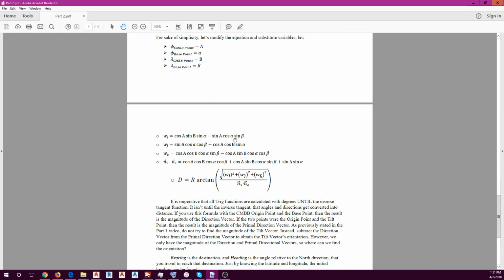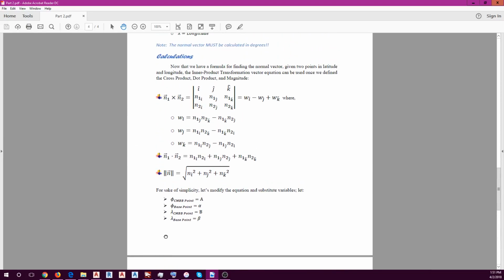So where am I getting all these? Well, this is the W's I component. This is the W's J component, and the W's K component. So let's look at the W's I component. What does it mean to have the W's I component? Well, let's go up to the definition of WI. WI is N1J, N2K minus N1K, N2J. So what this means is the W component is the second component of the first vector times the third component of the second vector minus the third component of the first vector times the second component of the second vector.